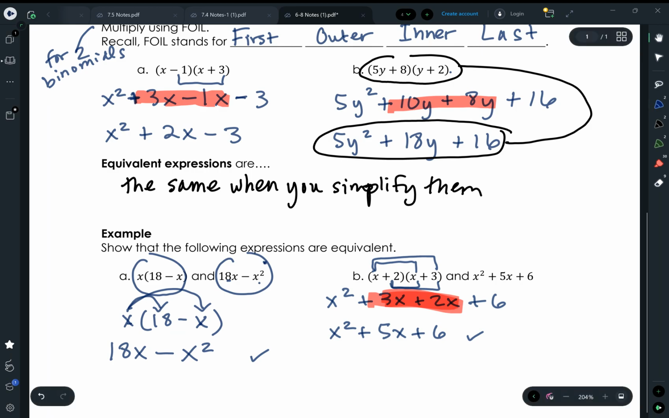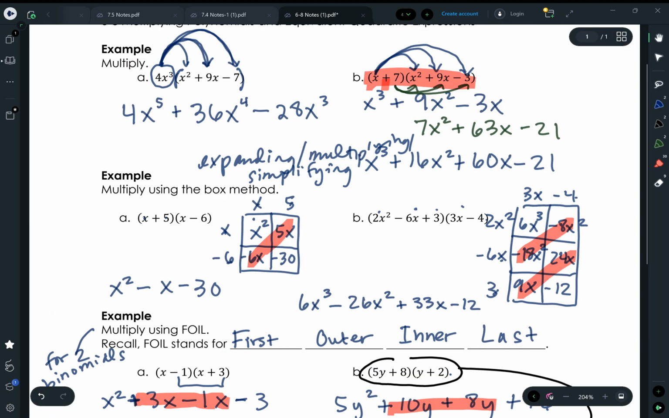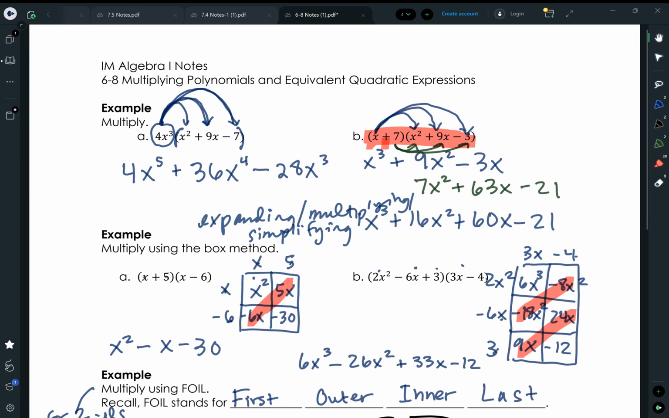So today is all about expanding or multiplying. Lots of different tricks for multiplying. As always, please ask if you need help.